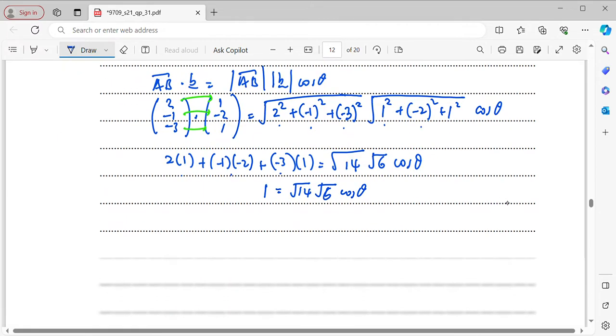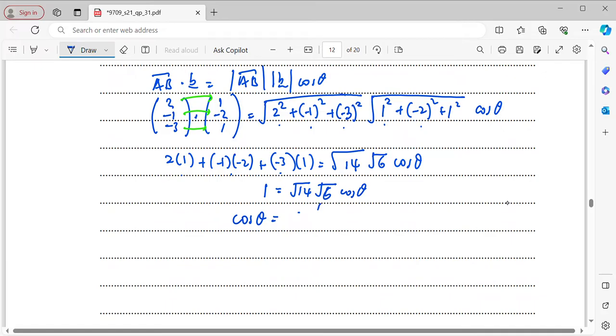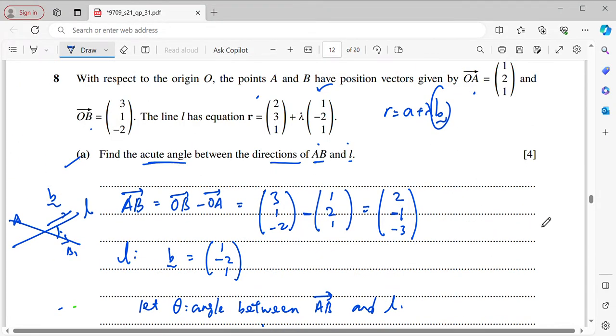Then from here, my cos theta is 1 over, these two we can combine, otherwise we can just leave it. Alright, so I will just combine. Then now my theta is going to be inverse cos of this expression, square root of 84. Then here it's going to be 83.7. You can just get this value from the calculator, and this is our acute angle.